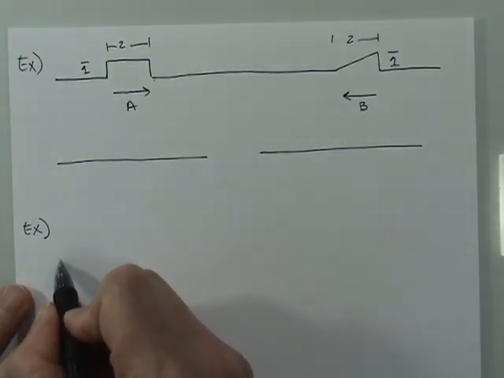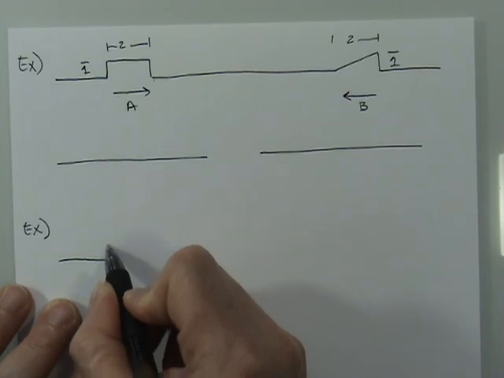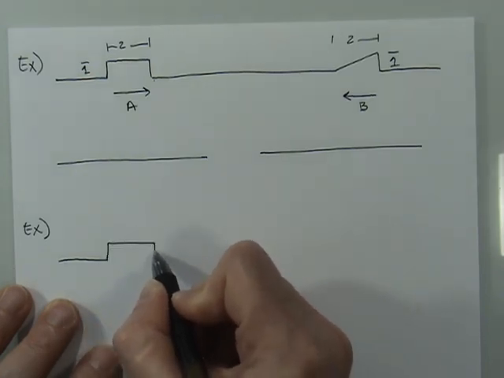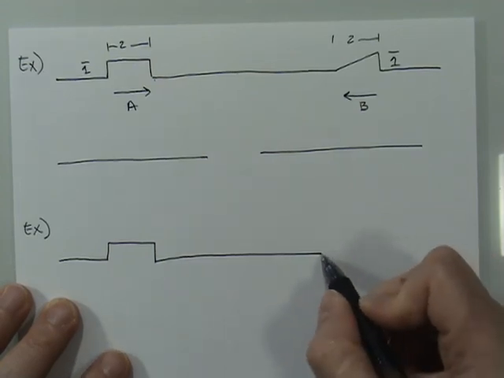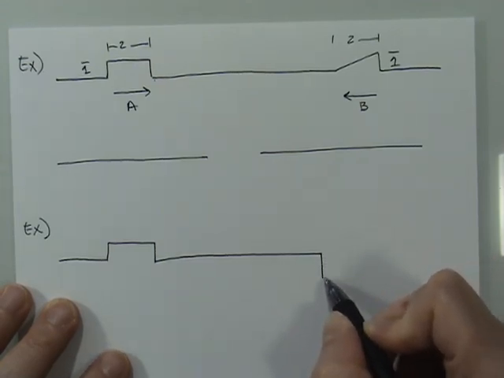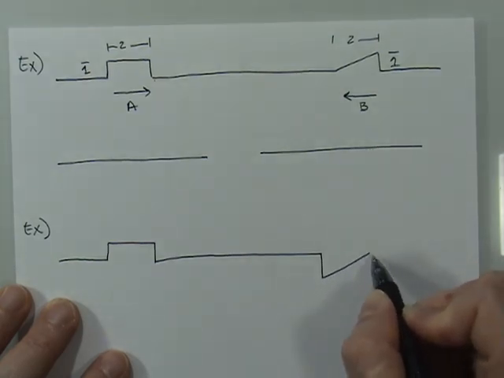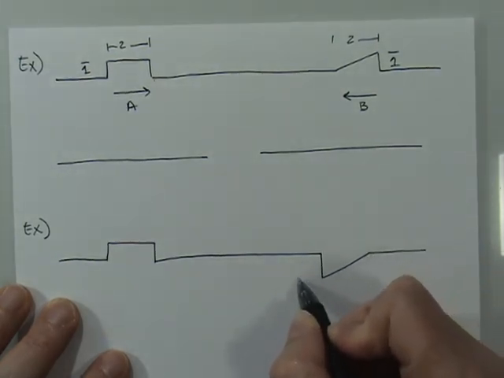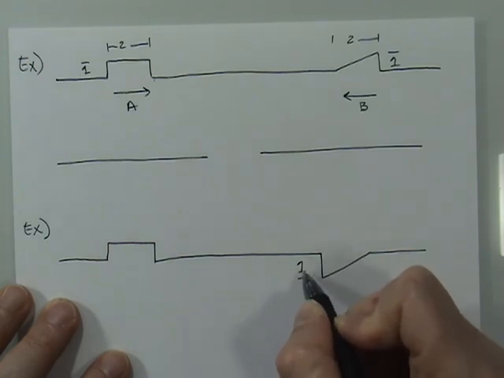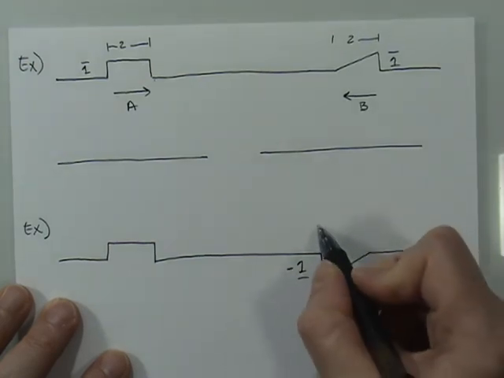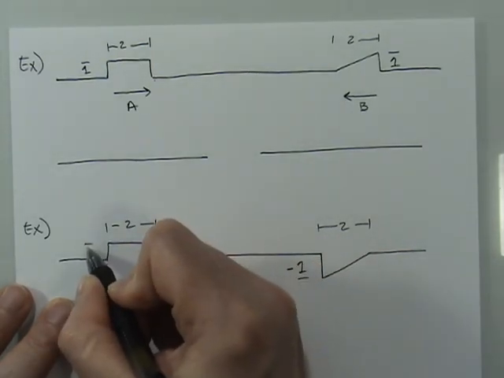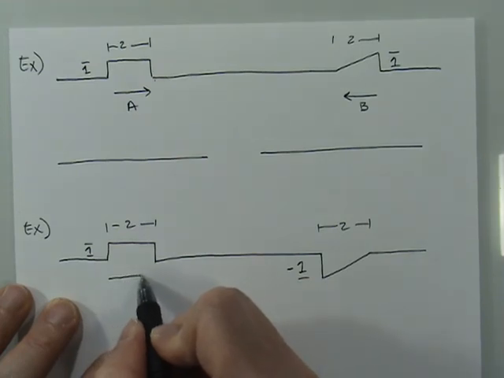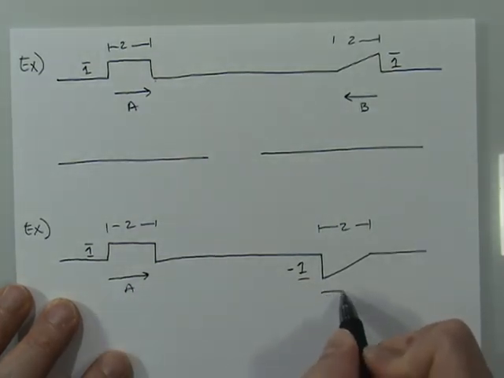In the next example, I'm going to use the same rectangular wave, but this time we're going to flip this guy in 2 directions. I'm going to flip him upside down. I'm also going to turn him backwards compared to that first wave. So this guy still has a displacement of 1, but this time it's negative 1, and he still has a width of 2. This guy has a width of 2 and a height of 1. A is traveling to the right, B is traveling to the left.